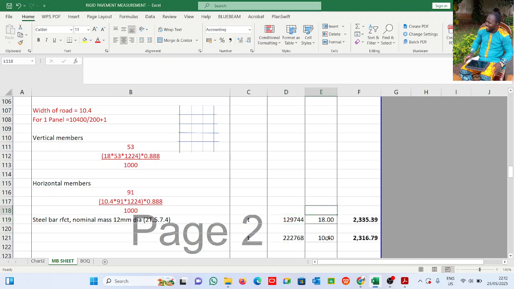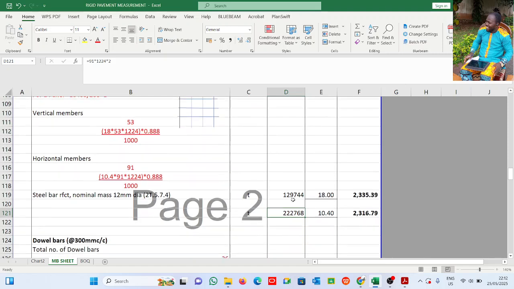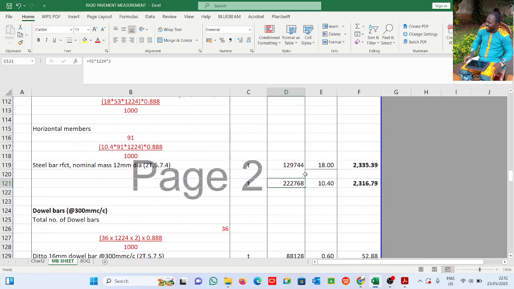So this is for the horizontal member. This is 10.4, right? Which is this horizontal member, 10.4. How many are they? We have 91 of them. How many panels do we have? 1, 2, 3, 4. Now we have two sides of the divide because you have a median. This is what we have here: 91 number times the number of panels times 2 for the two sides of the road divided by the median. So this is how you arrive at your figure.